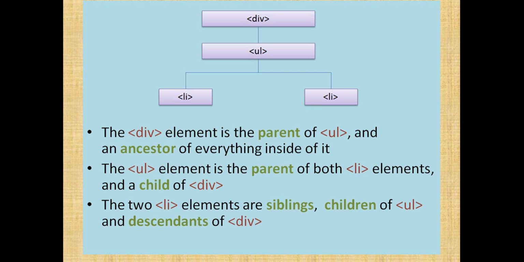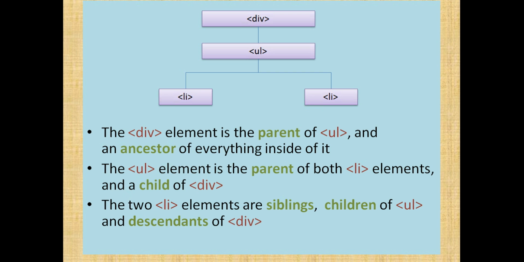Here you see there is a parent div tag. Then UL is a child of div tag. Then UL tag has two children, one li on the left, other li on the right.